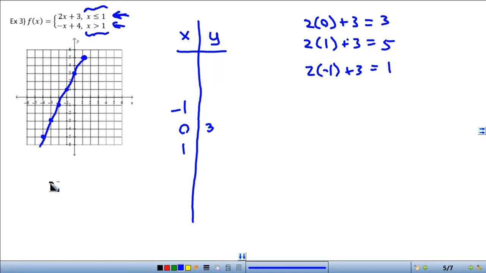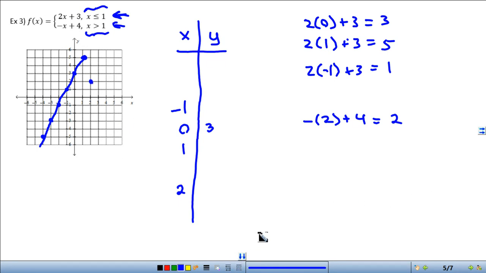So that's what the top function looks like. Now I need to do the bottom. Well, that's when x is greater than 1. So the next integer I have is 2. At 2, I'm going to plug it into the bottom. So now I have negative 2 plus 4, which is 2. So at 2, I'm at 2.